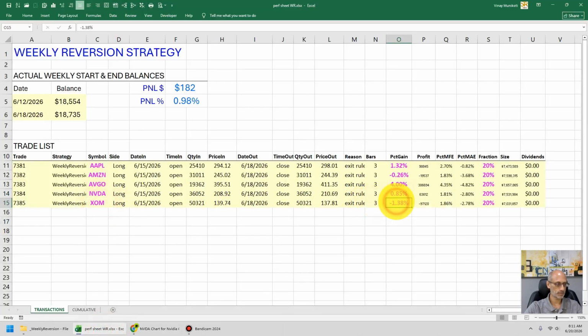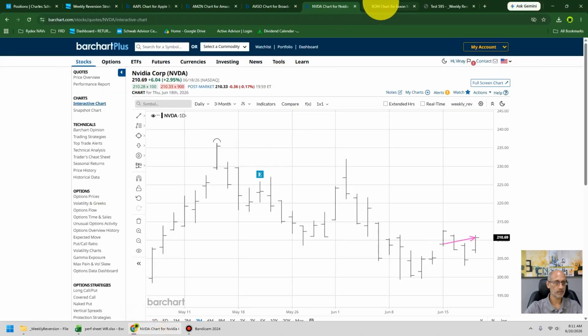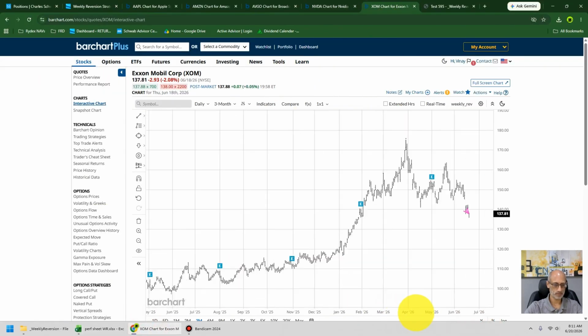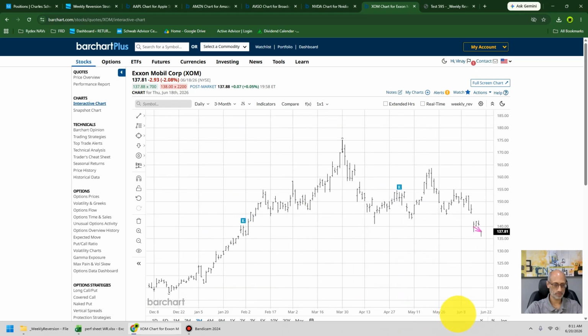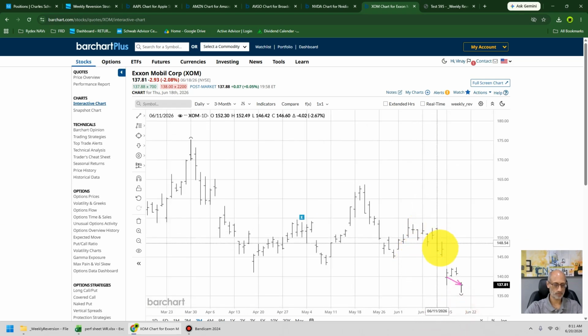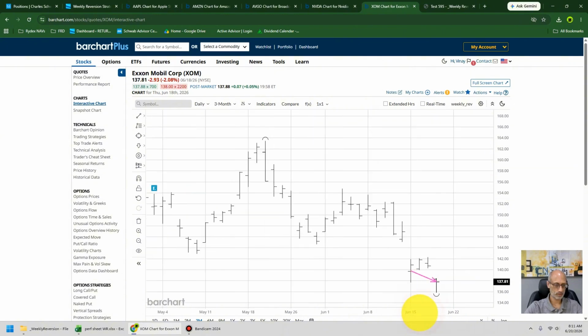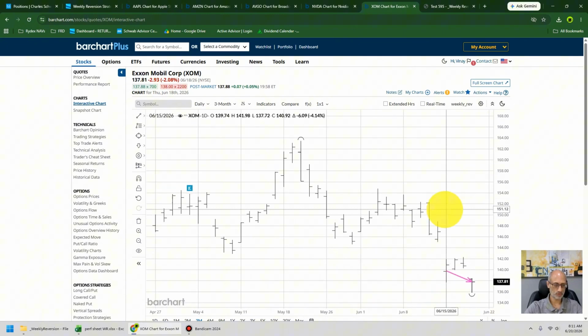And the last one was Exxon Mobil, down 1.38%. And so we bought the dip here. But with the resolution of the Iran war, at least for the time being, it went down and we lost money.